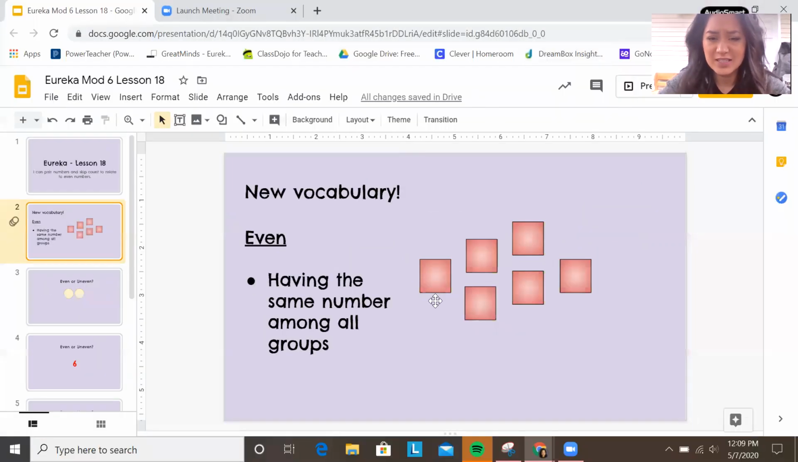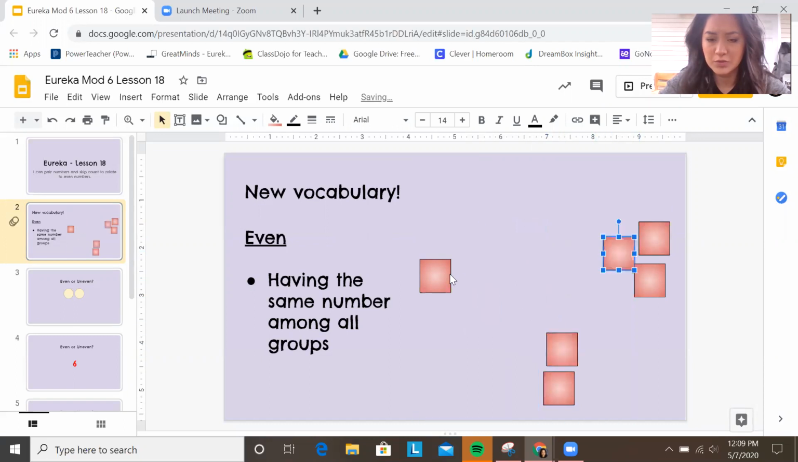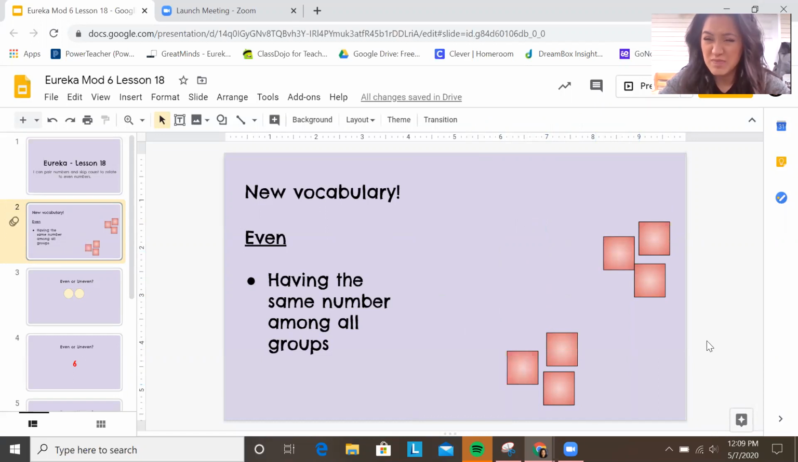Let's check. Let's split these up into 2 groups. 1 group, 2 groups. I've split them up into 2 groups. Do both of my groups have the same number of squares? Yeah, they both have the same number, which means that it's even. If I can split that number up into 2 equal groups that have the same number of objects, that means it's even.